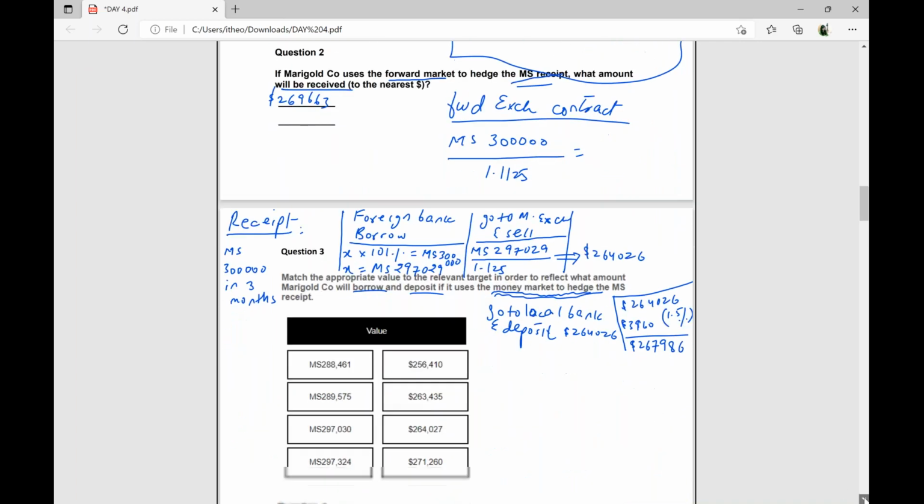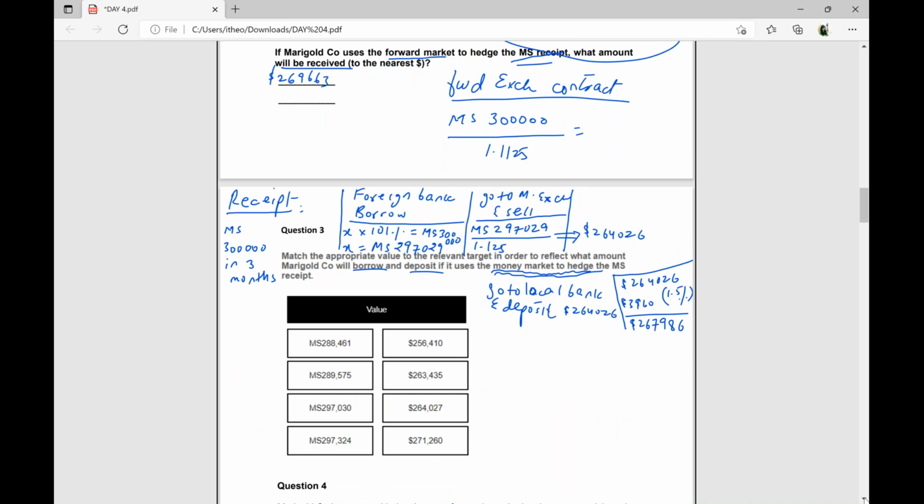Now, what was the requirement? The requirement was to match the appropriate value to the relevant targets in order to reflect what amount Marigold will borrow and deposit. So how much is Marigold borrowing? Marigold is borrowing in shillings, 297,029 or 297,030. How much will Marigold borrow and deposit? It's not asking for the final answer of the money market hedge. It's just asking how much it will borrow and deposit. So you know it borrowed 297,029, and how much did it deposit? 264,026. So this is going to be your answer.